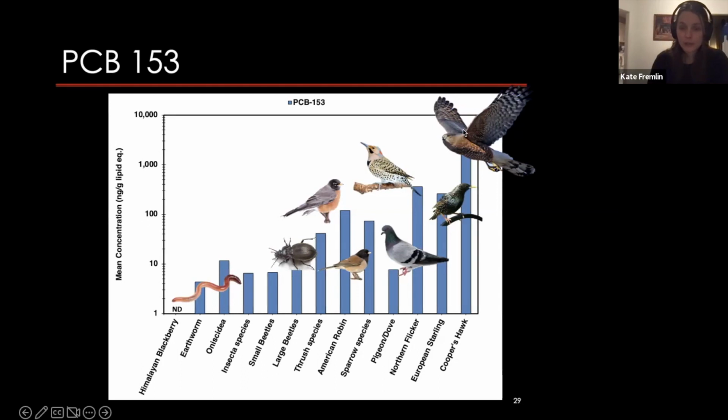So we see that the Cooper's hawk is very high, indicating this very strong relationship or biomagnification occurring in the food web here. So this was good. Our study did a good job because we saw that there was biomagnification.